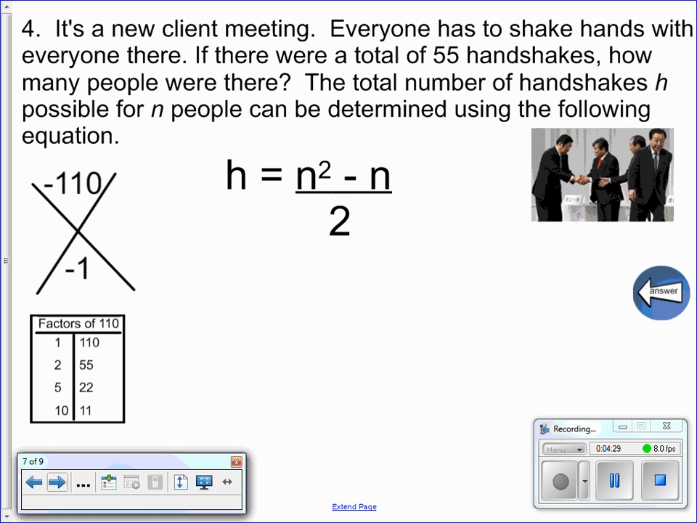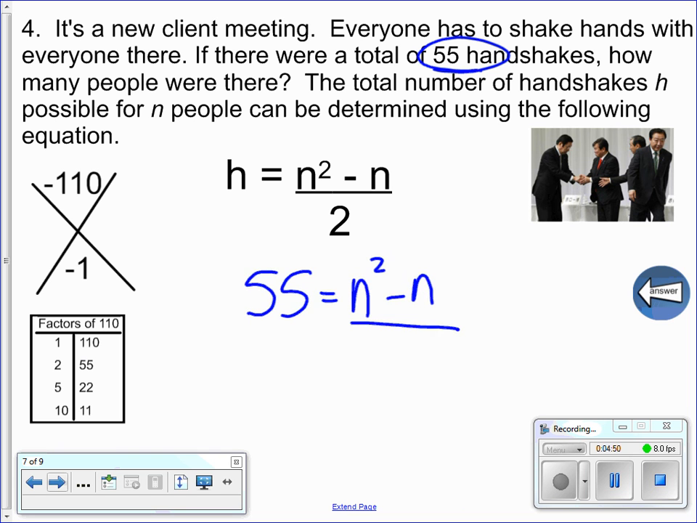All right, it's a new client meeting, and everyone has to shake hands with everyone there. If there were a total of 55 handshakes, how many people were there? The total number of handshakes, h, for n people can be determined using the following equation. It's telling us that there are 55 handshakes, so I'm going to put 55 in for h. It's n squared minus n over 2.